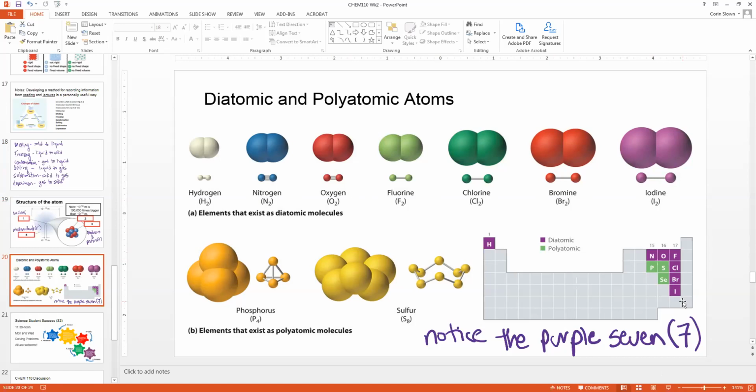We also have elements that exist as polyatomic molecules. Examples of this are phosphorus, sulfur, and selenide. The two that I think are most important for you to know about are phosphorus, P4, and sulfur, S8.